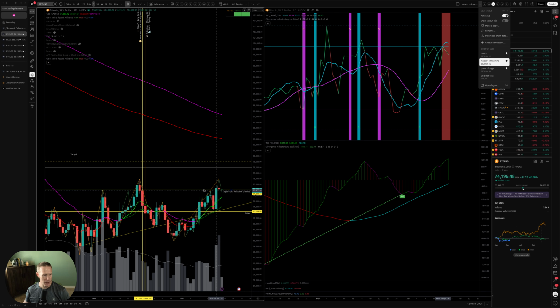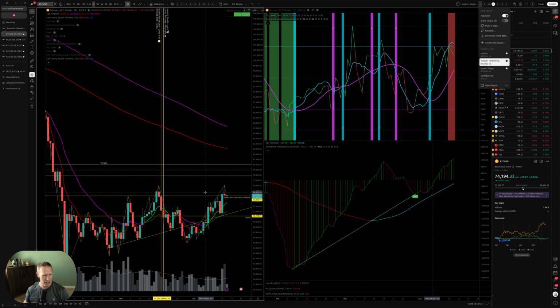So we're still setting up above that kind of line of resistance that we had there. Back to the square of nines resistance breakout. We did have the failure on that. So if you're taking that short-term trade off the equinox, you're probably out unless you were using another strategy or layering in another strategy with some swing trading or some trend trading.